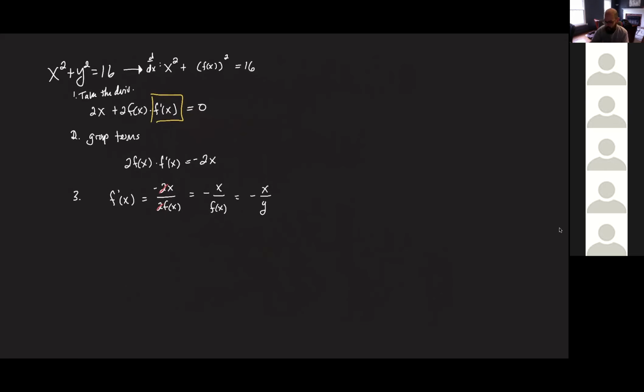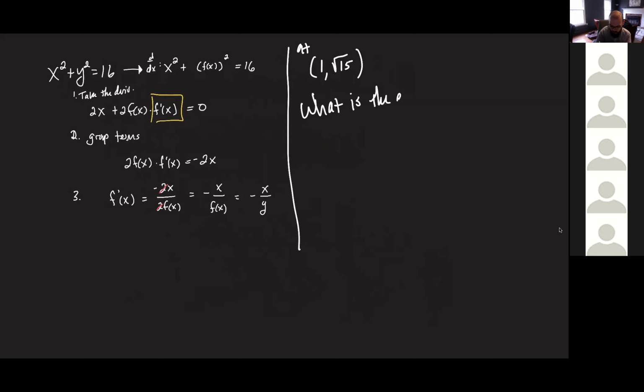What we're going to do is ask another side question, something to the effect of, well, if I take a point on the circle, right? So let's say 1 comma square root of 15. So if I ask this question, at 1 comma square root of 15, what is the equation of the tangent line?